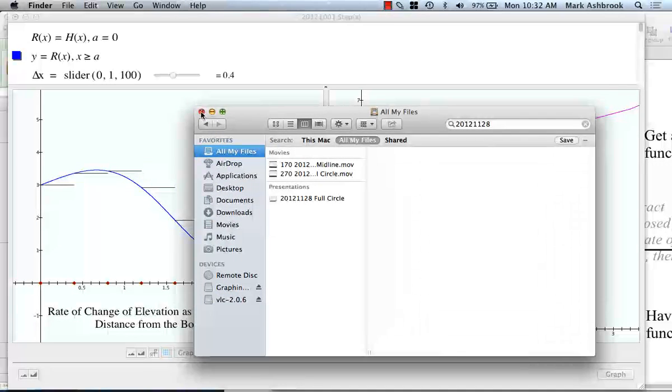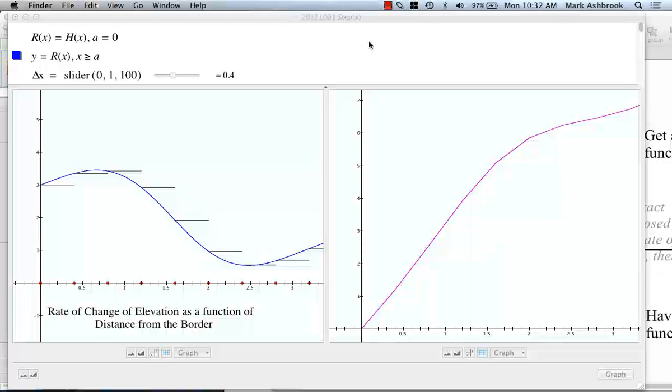Okay. So we're going to tie all this stuff we're doing back to the whole beginning of the course. And so let's review from the beginning of the course. So over here is a rate of change of elevation function from the border, and the units on this are 100 feet per mile.